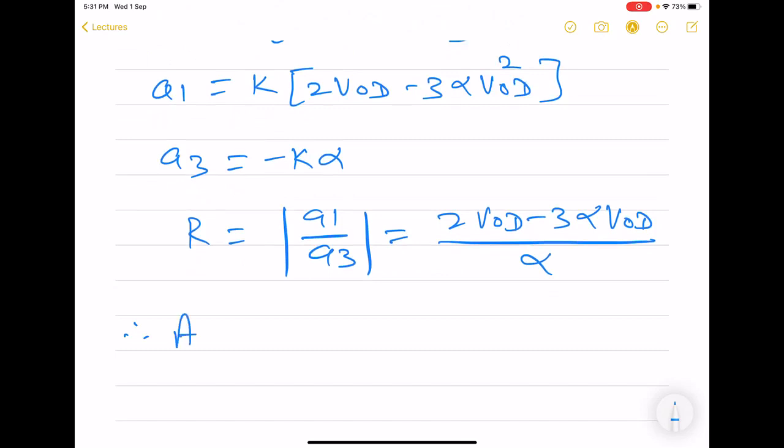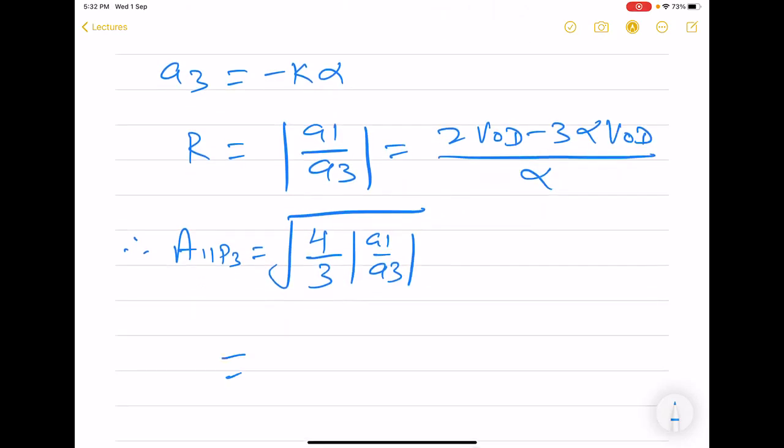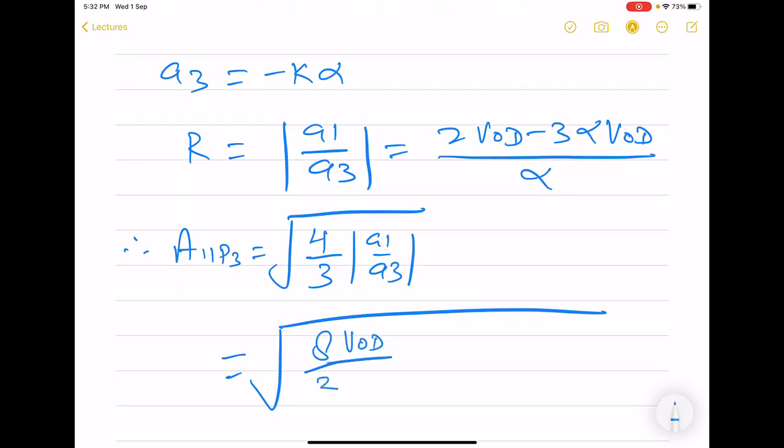So therefore, the input amplitude for which IP3 occurs is given by square root of 4 by 3 magnitude of A1 by A3. So when we substitute this ratio and do the analysis expansion, we get 8 VOD by 3 alpha minus 4 VOD whole square. So note that this is a function of VOD. It depends upon VOD.